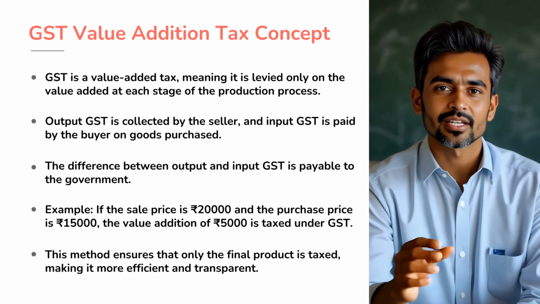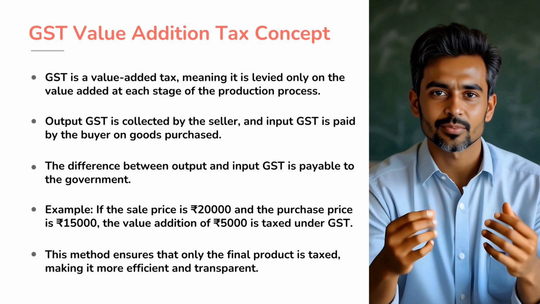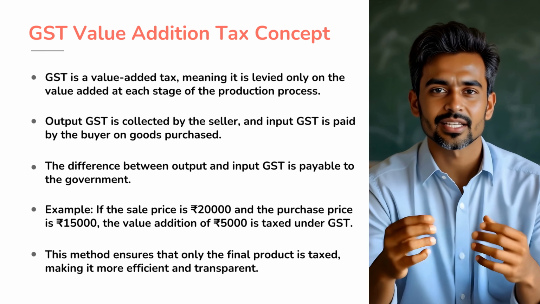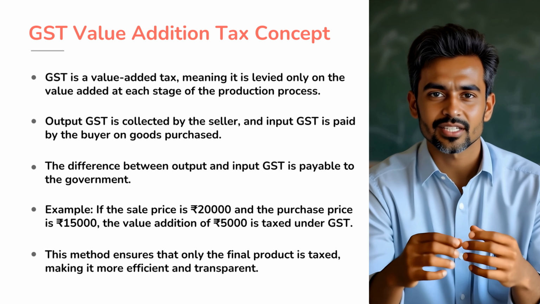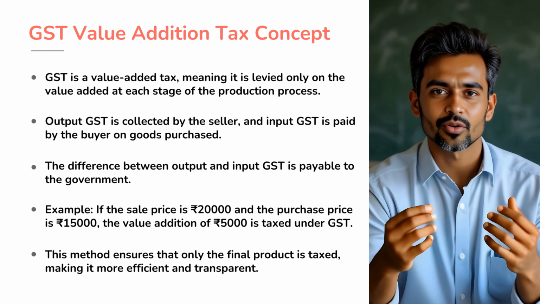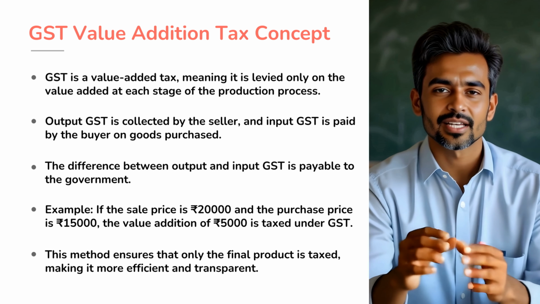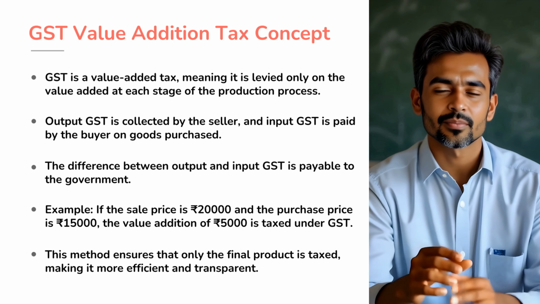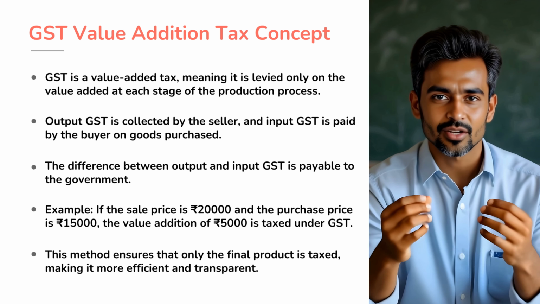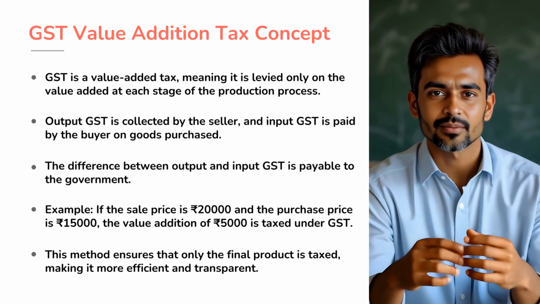GST is a value-added tax. What does that mean? Let's break it down. Let's say a manufacturer buys raw materials worth 5,000 rupees and adds 2,000 rupees worth of value to it by processing them. The GST on this added value will be based only on the 2,000 rupees. So, GST is paid only on the value added at each stage of the production chain.